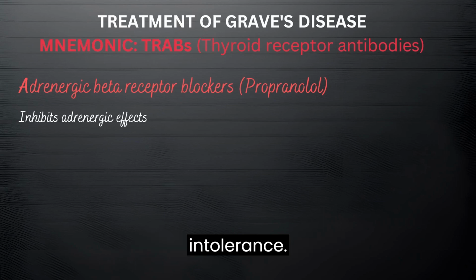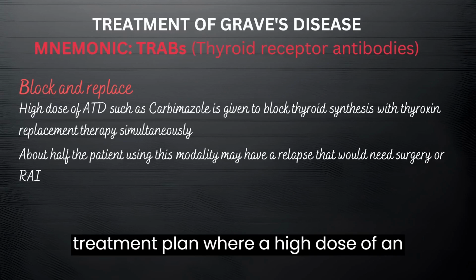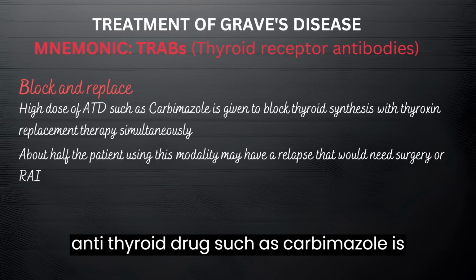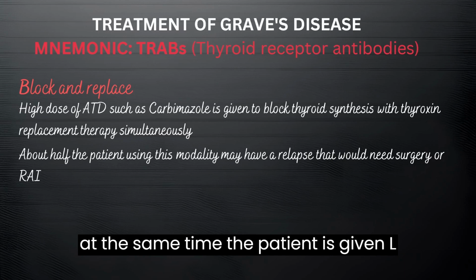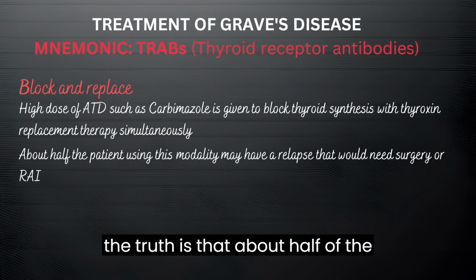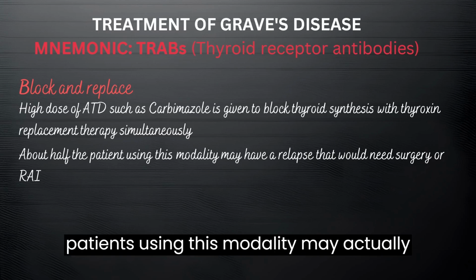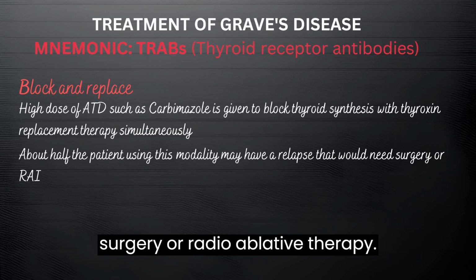the heat intolerance. Block and replace is a strategic treatment plan where a high dose of an anti-thyroid drug such as carbimazole is given to block the thyroid synthesis, and at the same time the patient is given L-thyroxine as a replacement therapy. But the truth is that about half of the patients using this modality may actually have a relapse that would eventually need surgery or radioablative therapy.